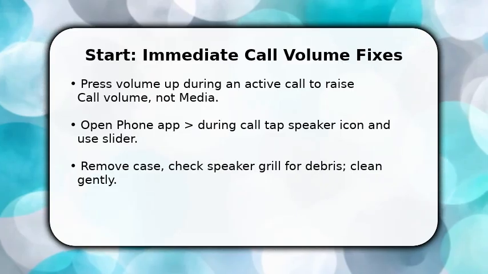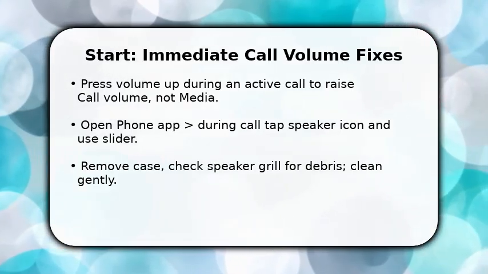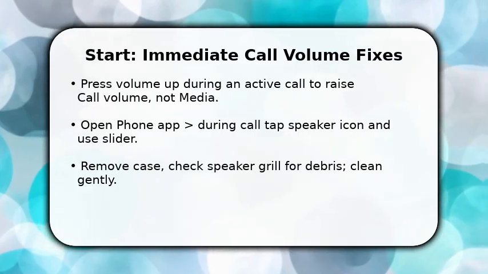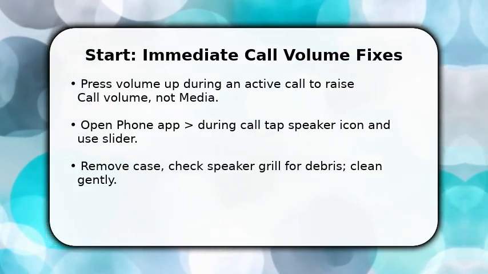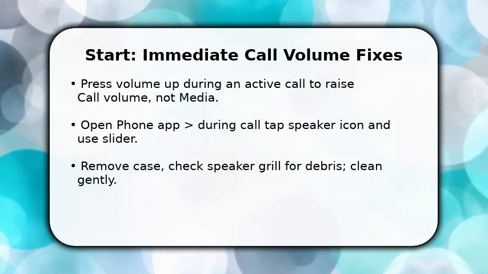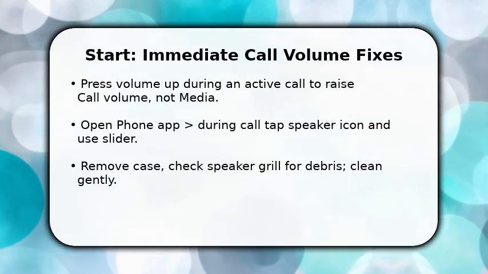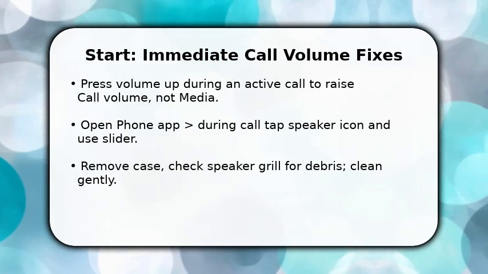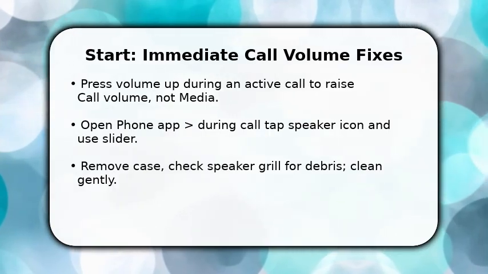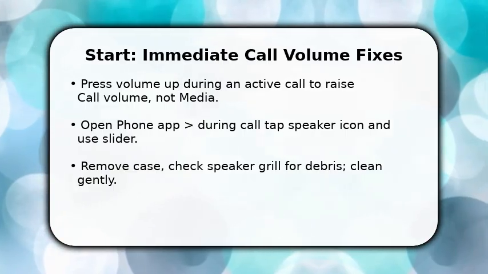You're starting now. Place a test call and press the hardware volume up while the call is active so you change the call channel. Once done, toggle speaker on and adjust the on-screen call slider to confirm it's responsive. This ensures you're not raising media or ringtone instead. Make sure the speaker grill is clear and your case isn't muffling sound. If the slider moves but audio stays low, move to the deeper settings steps next so you don't stop prematurely.